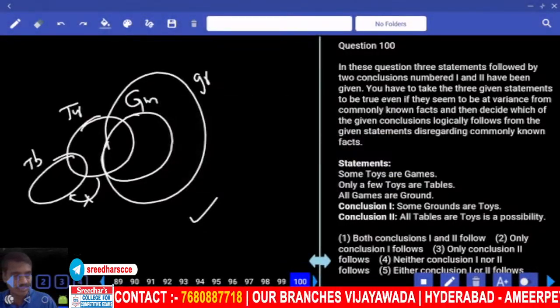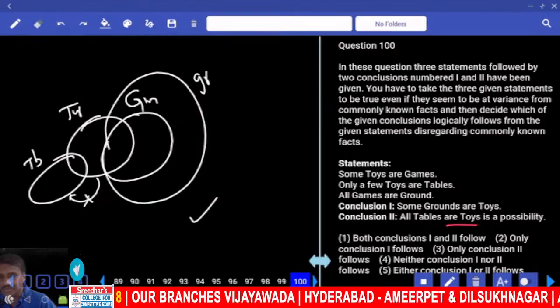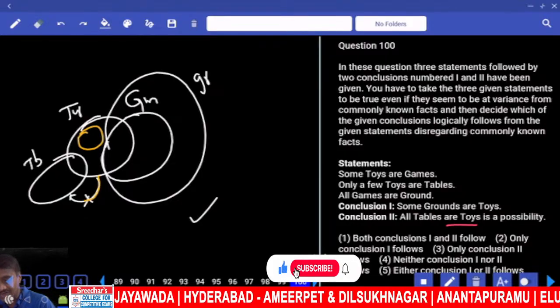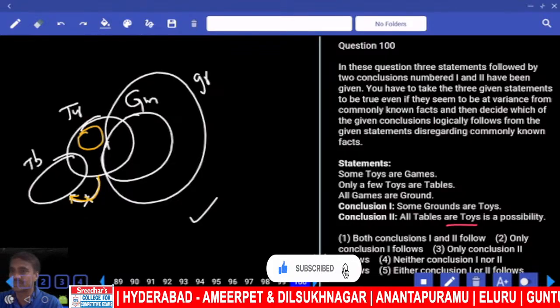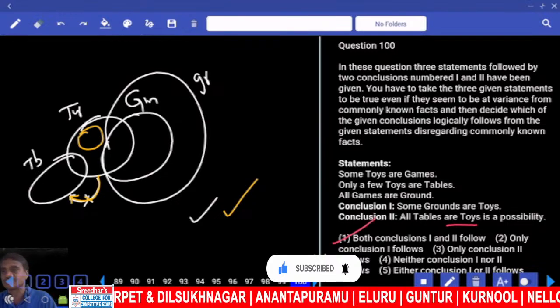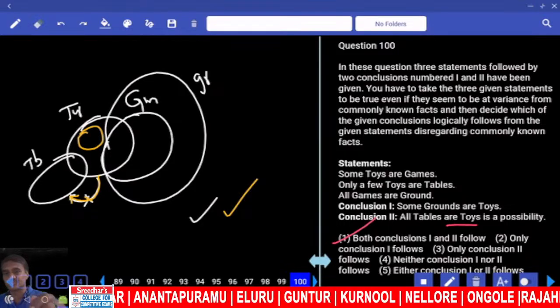And next one, all tables are toys is possible. Now this entire table is a part of toy, possible or not? Now toy cannot be a part of table, table can be a part of toy. Possible or not possible? Possible, both 1 and 2 choice. Done? Then count how many questions you have done in the first priority.